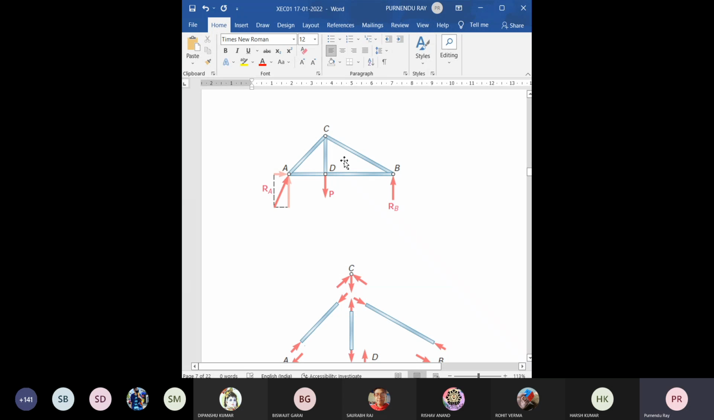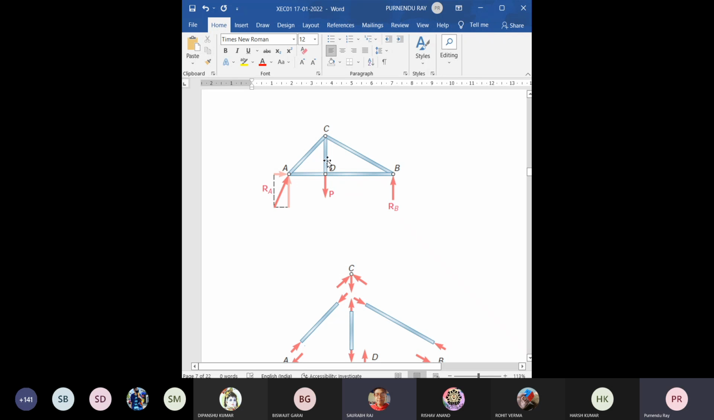You remove this member CD, and two separate members AD and BD are connected through a pin at D. This is not a single straight member AD; it is a two-member connection. Now what will happen to this? Sir, the D point goes down. So for that you need some support in the form of this connected member.